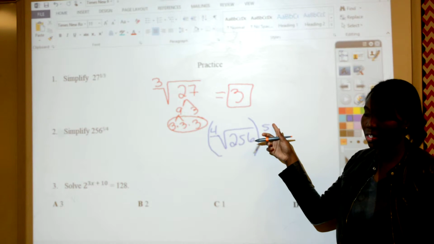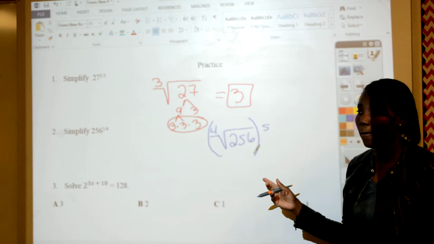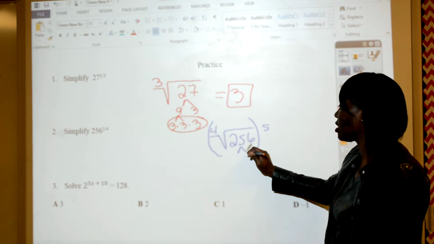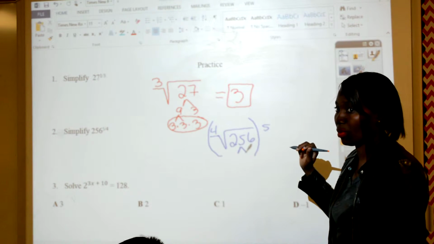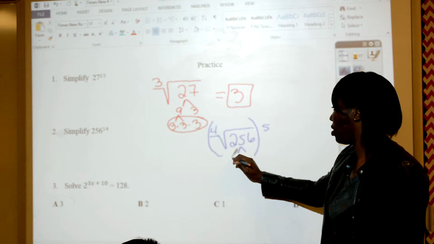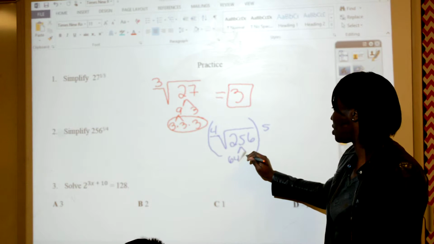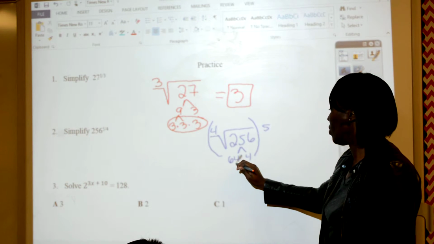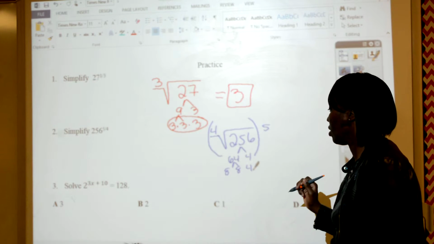Because if you do 256 to the 5th, I'm sure it's probably going to give an answer in scientific notation because it's too large for the calculator. So we break down 256, and how can we break down 256? 16. 128 times 2. You haven't done this yet? 16. 64 times 4. And then we break down 64 to 8 and 8.